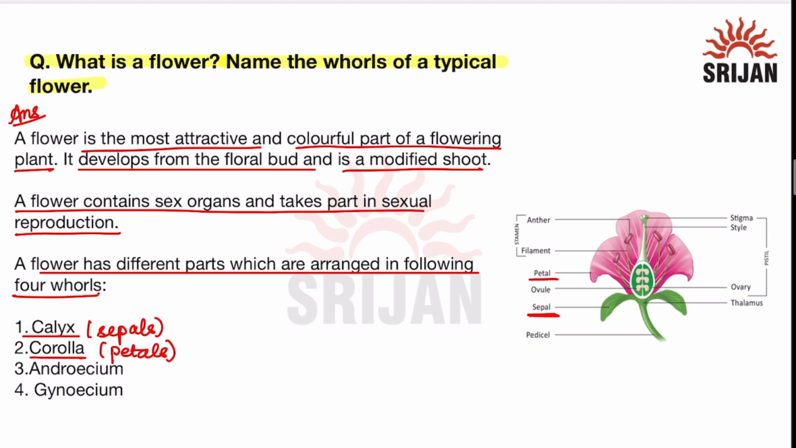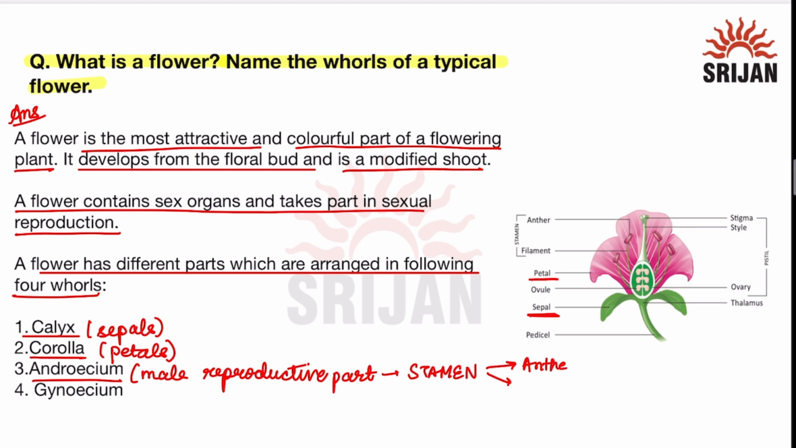Now third is androecium. Androecium is the male reproductive part and it is made up of a group of stamens. Now a stamen consists of two parts. First is anther, that consists of the pollen grain, and pollen grain consists of the male gamete that takes part in the fertilization. And second part is filament, that is the green stalk.